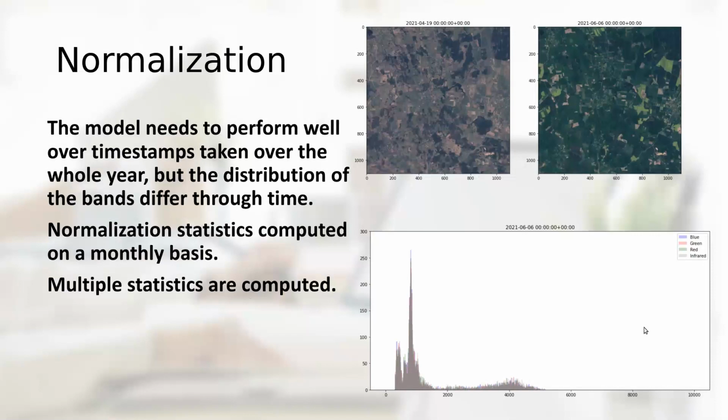So we compute normalization statistics on a monthly basis. What this means is that we look at observations in a certain month and calculate certain statistics on those. So the statistics that we compute within the tool or within the workflow are various percentiles. We compute the mean, we compute the median, and we compute also the standard deviation. And then during the training, you can write your own, or you can use one of the predefined mean standard normalization techniques, or you can use the statistics computed and do your own normalization in a way that suits your use case.